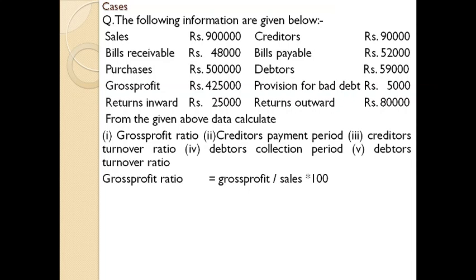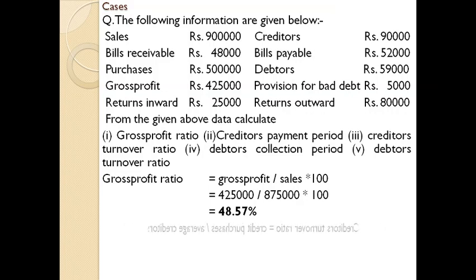Gross profit ratio is gross profit by sales into 100. The question already gives gross profit 4 lakh 25,000 and sales 9 lakhs. So the ratio is 48.57%. Next one, creditors payment period. In order to find creditors payment period, you need to find creditors turnover ratio. So let's go for creditors turnover ratio.